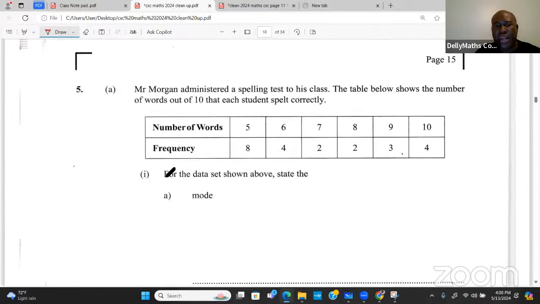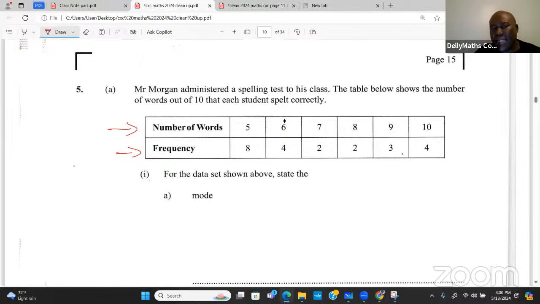That's 9 marks again. We're at question 5. So question 5 is statistics, as you all know. It says Mr. Morgan administered a spelling test to his class. The table below shows the number of words out of 10 that each student spelled incorrectly. All right, no problem. Number of words, it's up here. The frequency, as you know, is the number of times each one came. So let's see what they want.